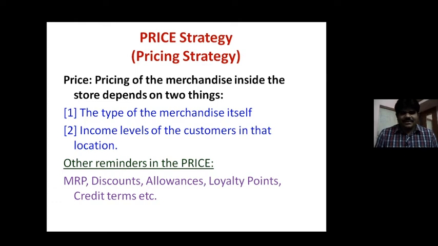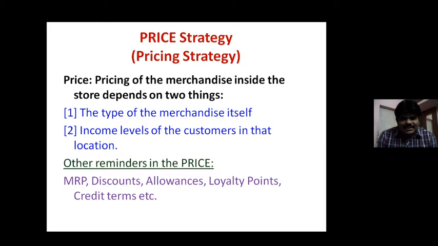First one, the type of merchandise you are offering. The second one, income levels of the customers in that location. So the type of merchandise in the sense here, are you offering a premium merchandise or are you offering a budget merchandise? That means, are you offering the premium brands or the high price brands, or are you offering the budget brands or the low price brands?